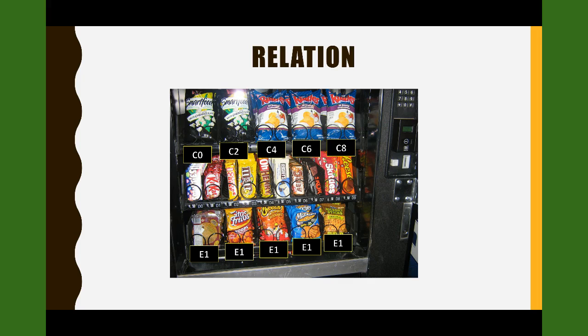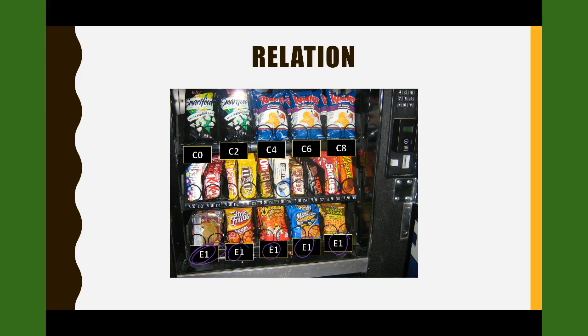The problem here is if I select E1 from this vending machine, I could have cookies. I think that there are two here. I could have Fritos. I could have Cheetos. Okay, because they're all E1. I could have Munchies, and I could have Hickory Sticks. So this one is not a function.